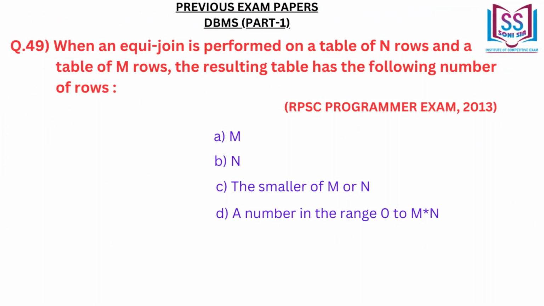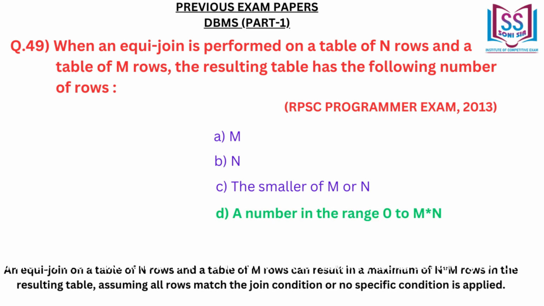When an equi-join is performed on a table of n rows and a table of m rows, the resulting table has the following number of rows. A. M. B. N. C. The smaller of m or n. D. A number in the range 0 to m into n. Correct answer D. An equi-join on a table of n rows and a table of m rows can result in a maximum of n into m rows in the resulting table, assuming all rows match the join condition or no specific condition is applied.